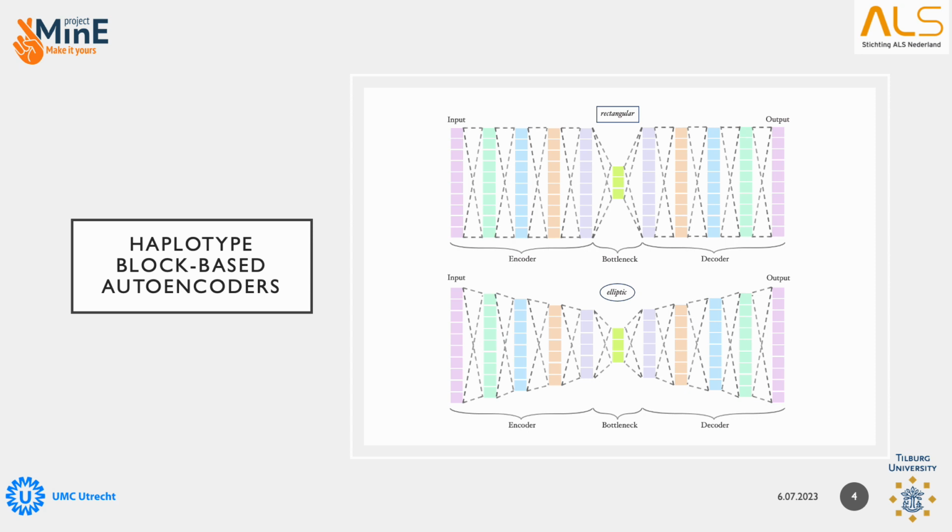Haplotype blocks have different characteristics. Therefore, one should not use the same architecture for compressing all haplotype blocks. We adopted an adjustable network structure based on three hyperparameters: number of hidden layers, the bottleneck dimension, and the shape of the network, either rectangular or elliptic.